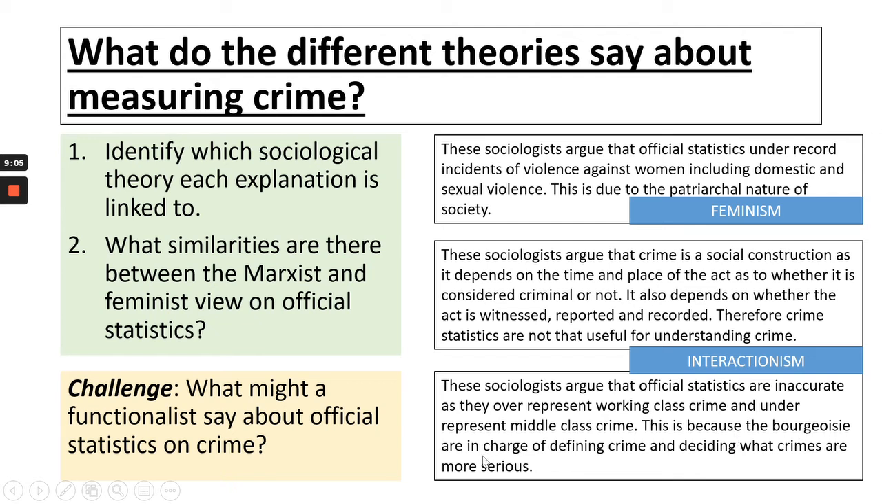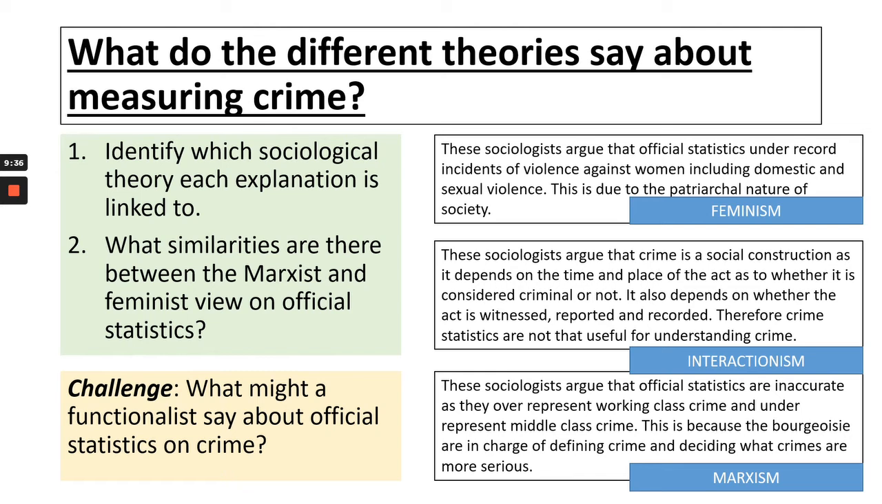This is because the bourgeoisie are in charge of defining crime and deciding what crimes are more serious. This one is quite clearly Marxism. So Marxists say that working class crimes like robberies, street offences, fights, that sort of thing, they are over-recorded. The police will target those kinds of crimes more, and they don't target crimes like fraud or embezzlement, more middle-class crimes that perhaps they're harder to detect because obviously they're less visible. You can't just see fraud happening on the street necessarily.